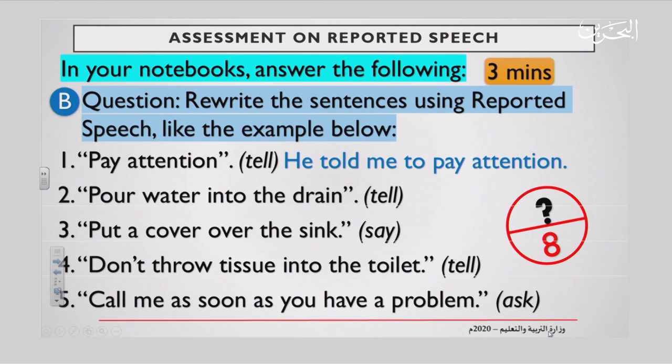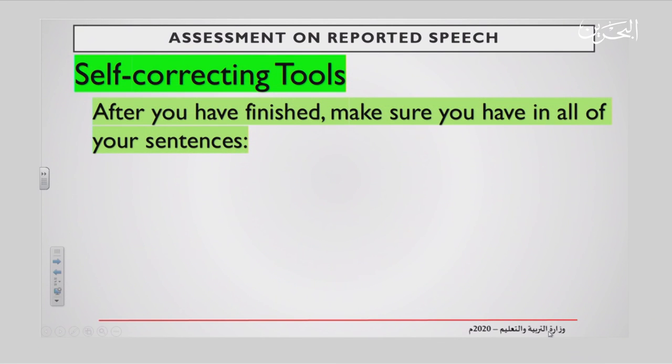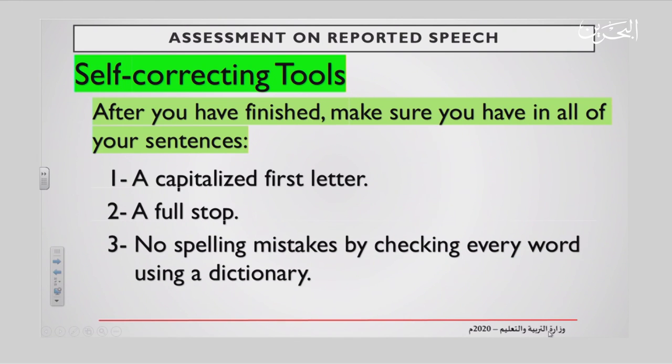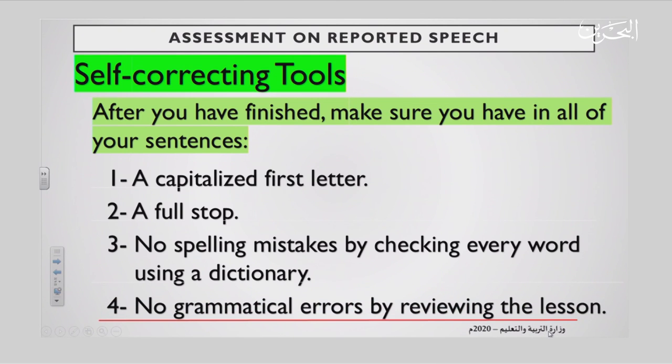All right, now let's check the answer. But before you do that, you have to use the self-correcting tools. After you have finished, make sure you have in all of your sentences the following. Number one, a capitalized first letter. Number two, a full stop. Number three, no spelling mistakes, by checking every word using a dictionary. Number four, no grammatical errors, by reviewing the lesson.